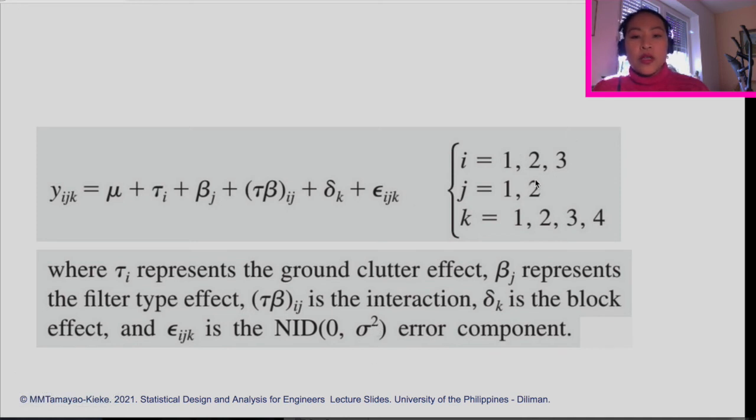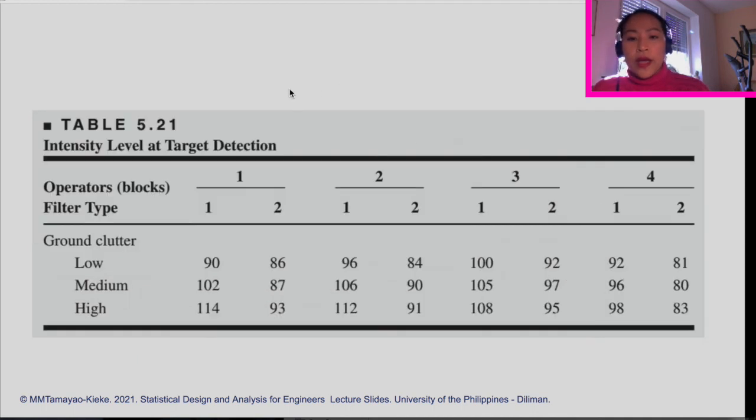Okay, and as mentioned in the problem, there are 3 levels for ground clutter, and then you have 2 levels for filter type, and you have 4 operators, so you have 4 blocks. These are the observed values for intensity level at target detection. So you have your rows for the first factor, which is ground clutter, and then you have your filter type, 2 filter types, and you have 4 blocks, the operators 1, 2, 3, and 4.